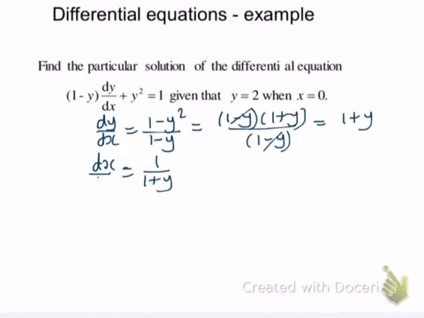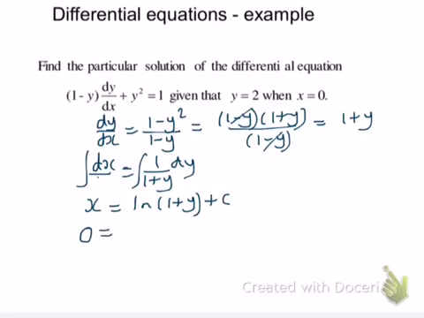So this will give me, integrating both sides, x is equal to ln|1 + y| plus a constant c. And again we're told when y equals 2, x equals 0. So 0 equals ln 3 plus c, which makes c equal to minus ln 3.